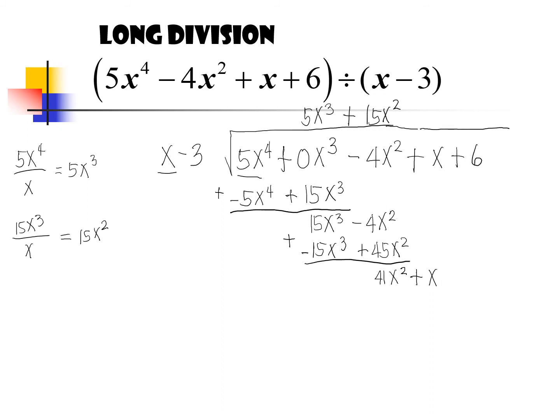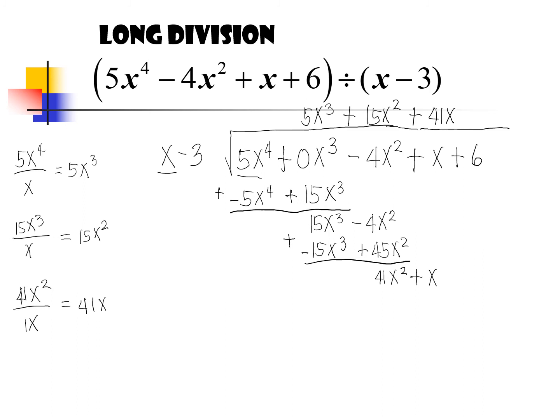41x squared divided by the first term of your divisor, x. So 41, there's an imaginary 1 here. 41 divided by 1, 41. x squared divided by x, keep the base x, and then subtract the exponents, so you have an imaginary 1. So you have to put here plus 41x, aligned with the term which has a power of 1 as well.